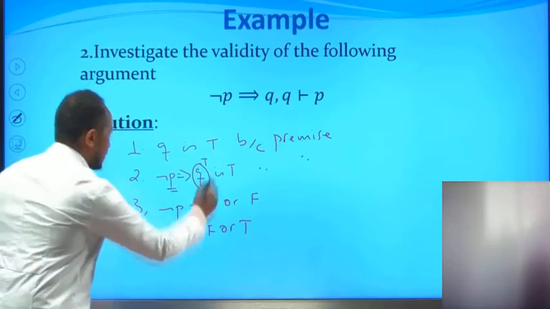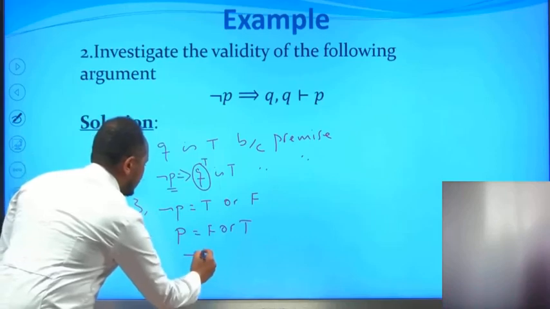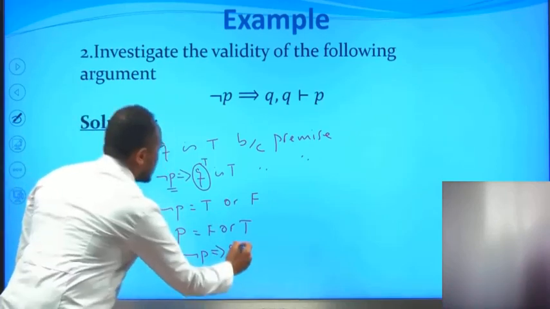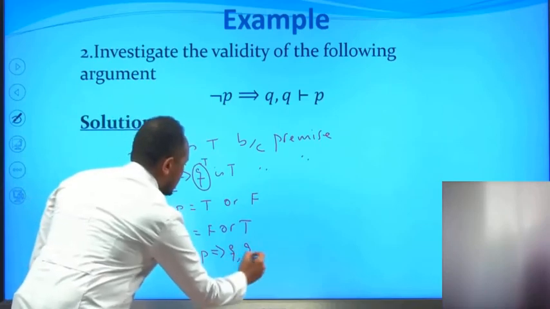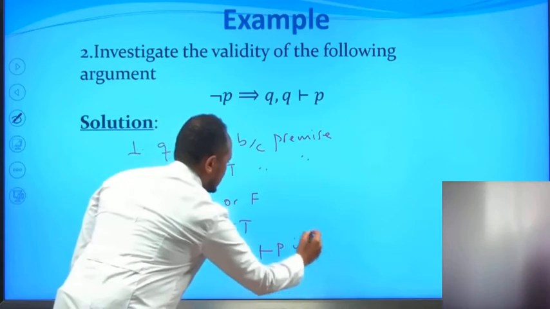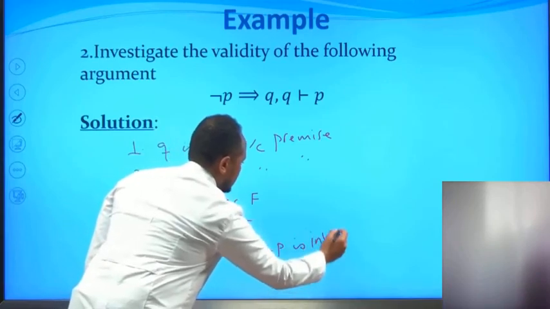Because of this, the statement is invalid. Therefore, negation of P implies Q, comma, Q gives you P. This is invalid.